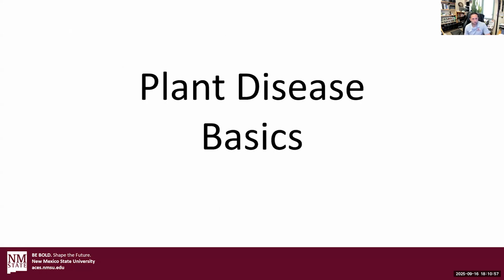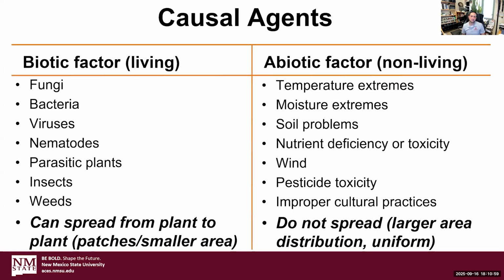And so moving on to plant disease basics, there are many different living and non-living factors that can affect your cover crops or plants in general. Some of those living things can be fungi, viruses, nematodes, insects, and weeds. Those biotic things can spread from plant to plant. So if we are growing a cover crop, they can go from your cover crop to your cash crop, and that's something that we don't want to happen.